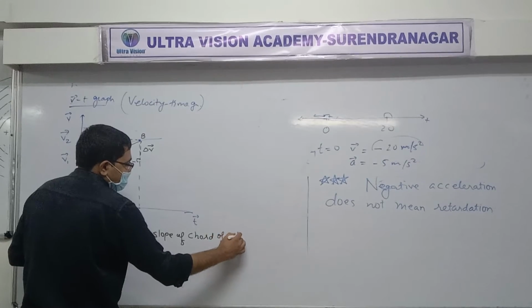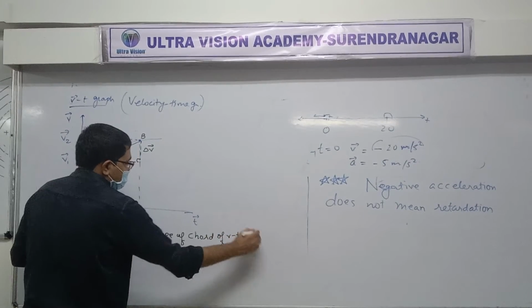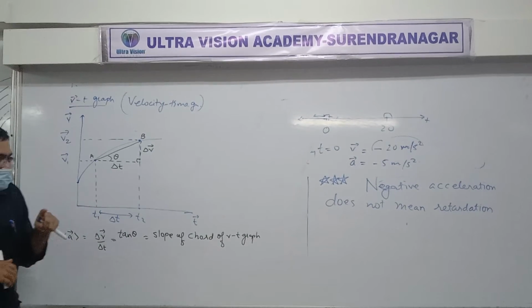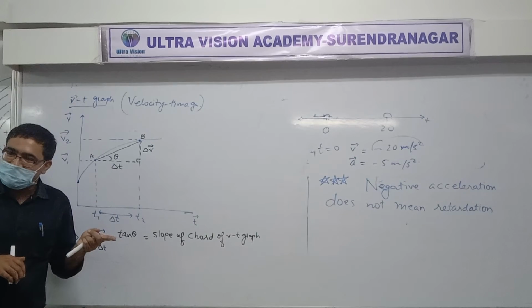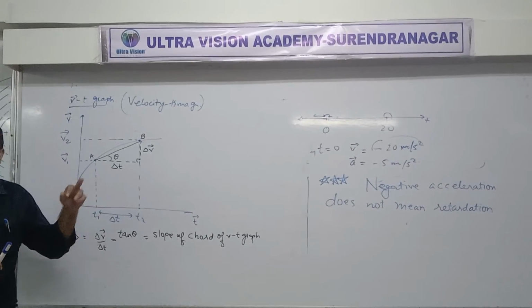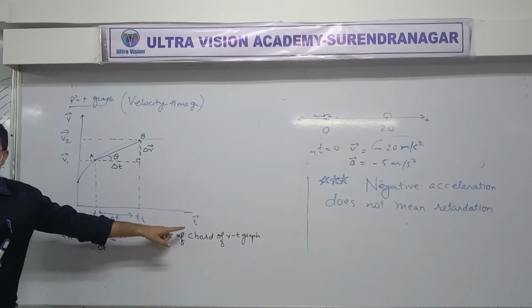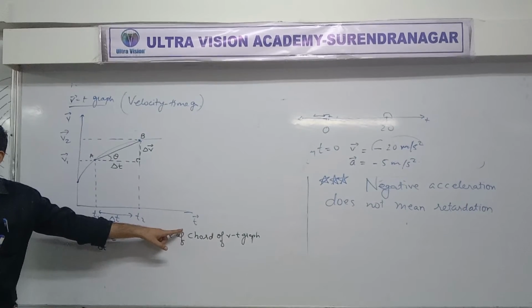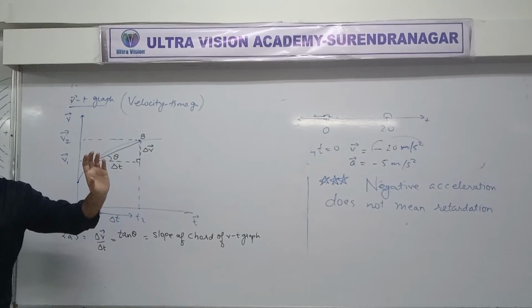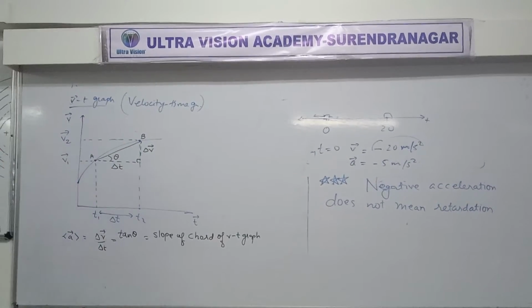So the slope of the chord of which graph? VT graph. Very good. Now the confusion starts. Slope of chord of the XT graph is average velocity. Slope of chord of the VT graph is average acceleration. Right? So you have to be careful, first look at which graph it is. Remember, slope of chord is average velocity might be wrong if the graph is VT.